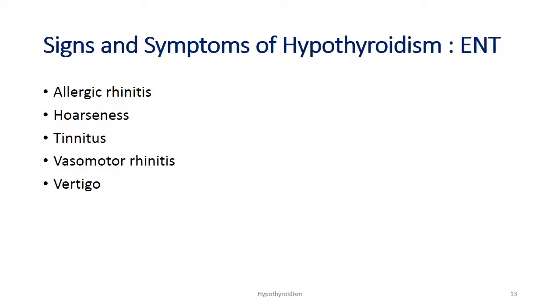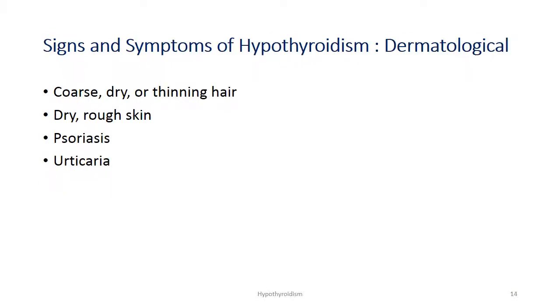Some of the ear, nose, throat specific signs and symptoms may include what seems to be allergic rhinitis, hoarseness, tinnitus, which is ringing in the ears, vasomotor rhinitis, runny nose, vertigo, which is dizziness. Skin-related signs and symptoms may include coarse, dry, or thinning hair, dry, rough skin, psoriasis, and urticaria, which are hives.